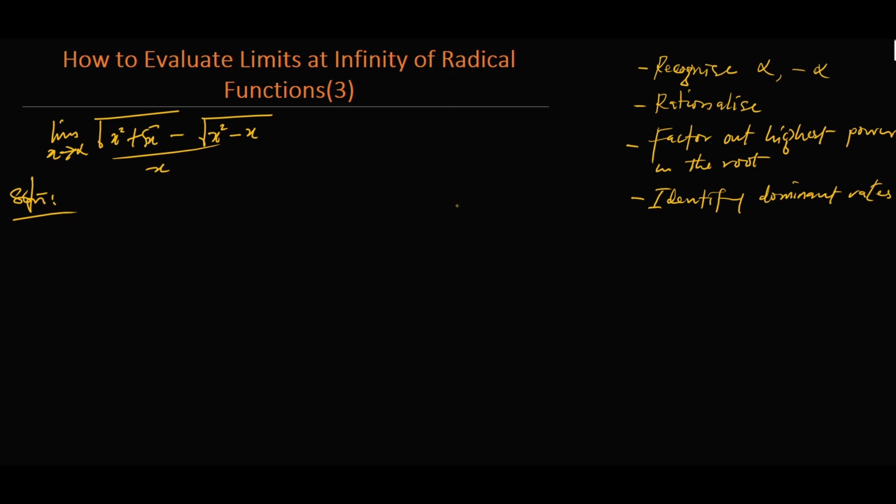Remember, you rationalize, meaning we multiply by the conjugate. Given root a minus root b, the conjugate will be root a plus root b. You still remember? Now we are going to apply that to this expression.